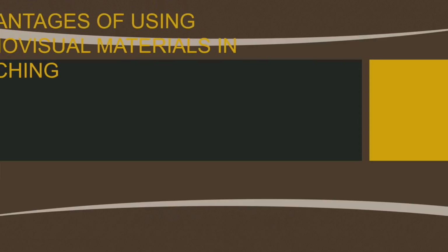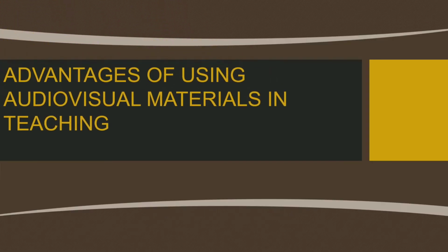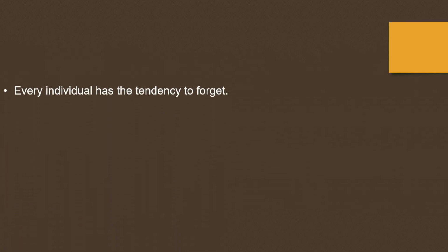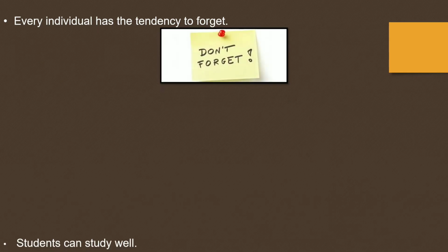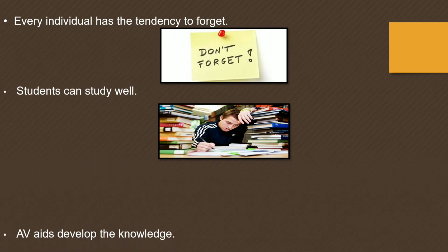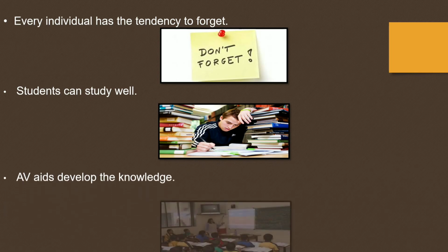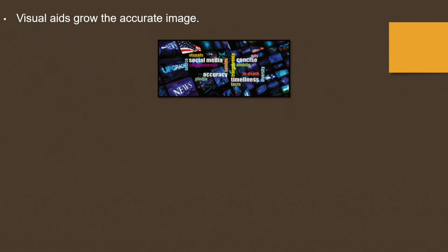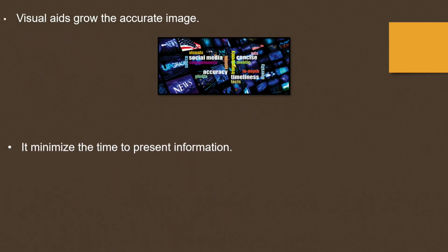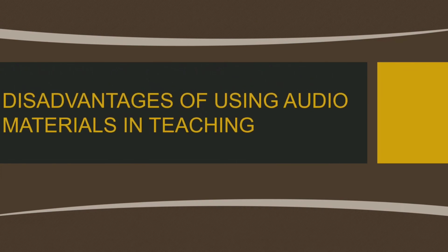So what are the advantages of using audiovisual materials in teaching? First is every individual has a tendency to forget. Second, students can study well. Third, audiovisual aids. Fourth, visual aids give an accurate image. Fifth, it minimizes.